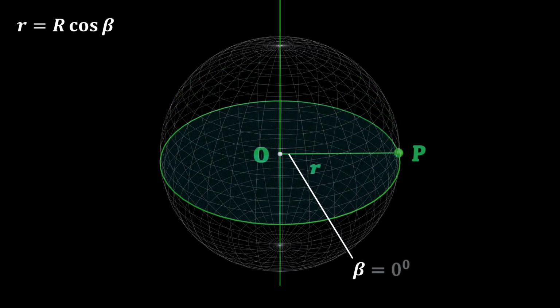For beta equals 0 degrees, which corresponds to the equator, we have cos 0 equals 1, and we have r equals capital R. A point on the equator is furthest from the axis of rotation, and its distance from the axis is equal to the radius capital R of the Earth.